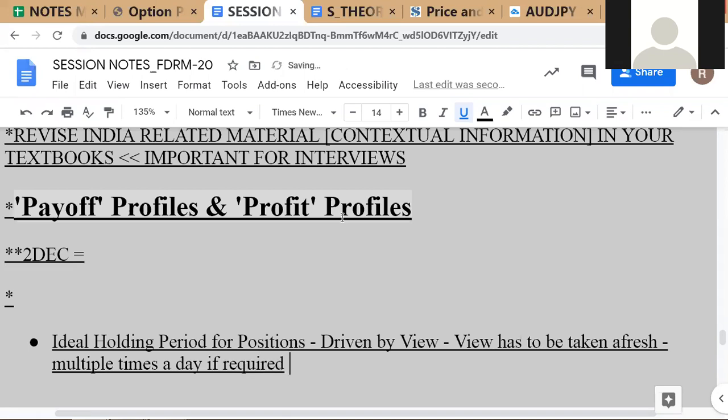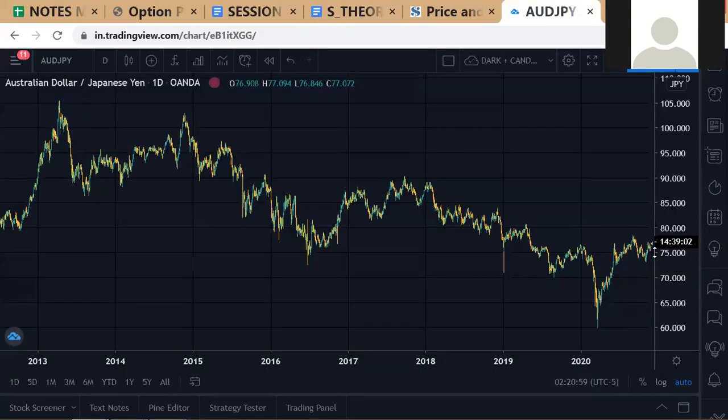Depending on how fast the market is moving. If the market is not moving, say I have a view on Aussie yen, and my view is bullish, but the market is just hanging around here, not really moving, maybe for 2 days, 3 days, 4 days, 5 days, then I will keep looking at it, but I will not change my view because there's not much market price movement.